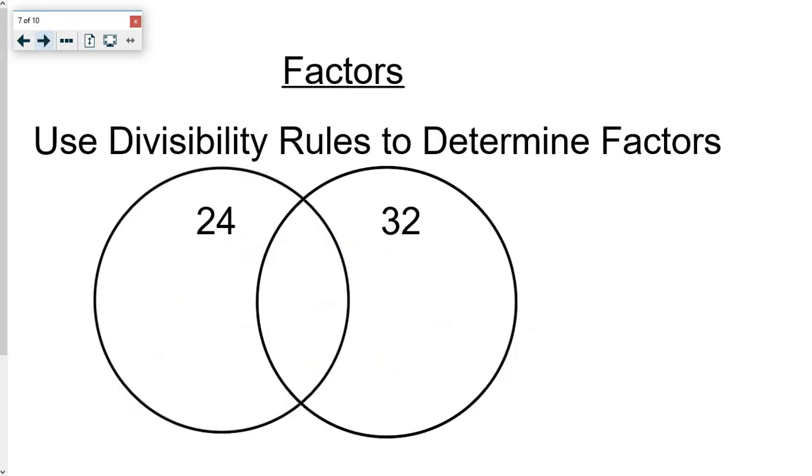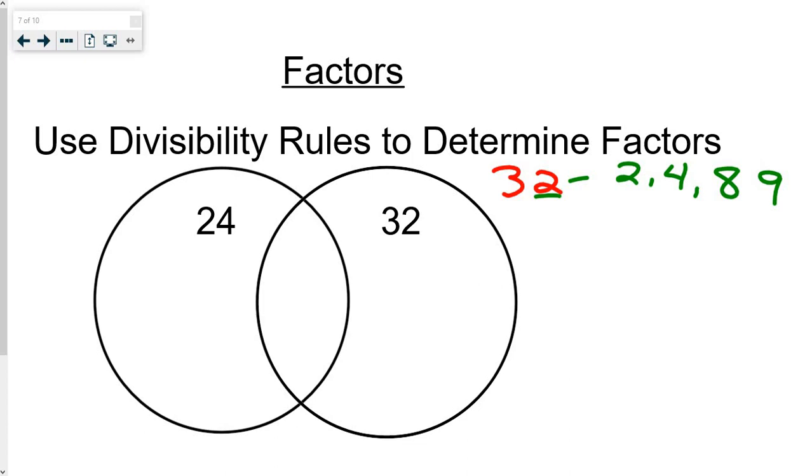If we use divisibility rules to determine factors, 32 is divisible by 2. It adds up to 5, so it's not divisible by 3. It's divisible by 4, because 32 is divisible by 4. It's not divisible by 5. It's not divisible by 6 because it's not divisible by 3 as well. It's not divisible by 7. It is divisible by 8. And it's not divisible by 9.